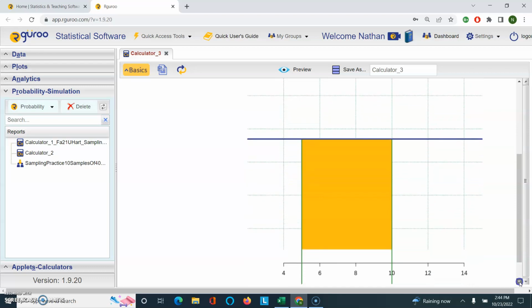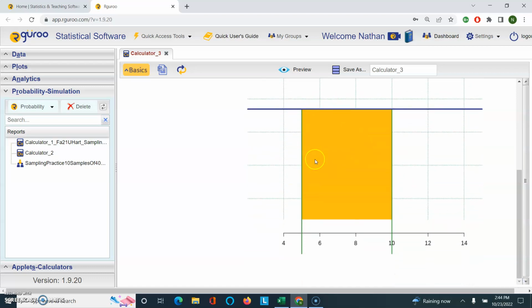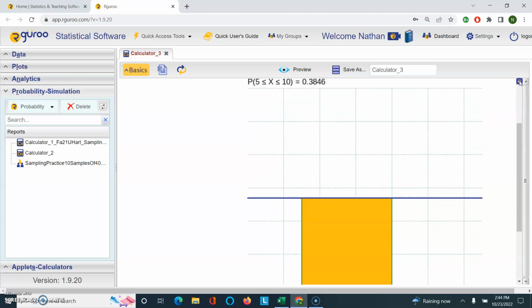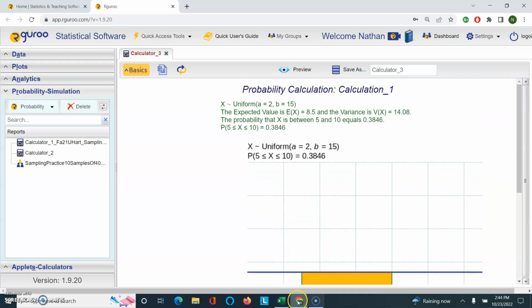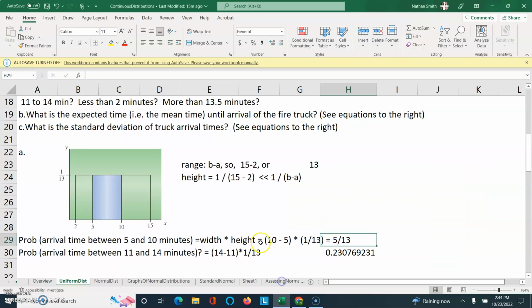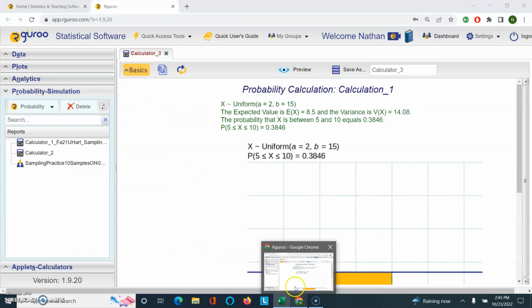Now, it's a good trick to kind of look at your graph. Sometimes RGuru cuts off the min and the max, but notice how it is showing me that, yes, I'm seeing an area between 5 minutes and 10 minutes, so my graph looks good. And that means my answer is probably correct. All right, let's just take a look at a couple of other applications with this problem. Let's suppose you wanted to know how likely is it that the truck will arrive in less than 2 minutes, right? That would be a good thing. That means the truck is arriving quickly.